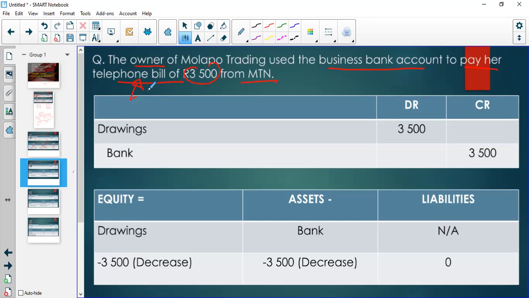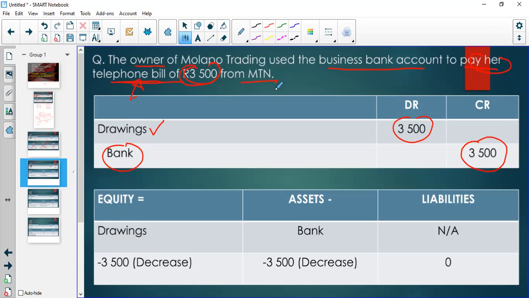According to the entity principle, we need to be able to know whether it was the owner's private expenditure or it was the business expenditure. So now this person paid her own telephone bill, not the business telephone bill. Right? So because of that, it's not going to be a telephone expense, it's drawings, right, of 3,500, and our bank has been reduced by 3,500.